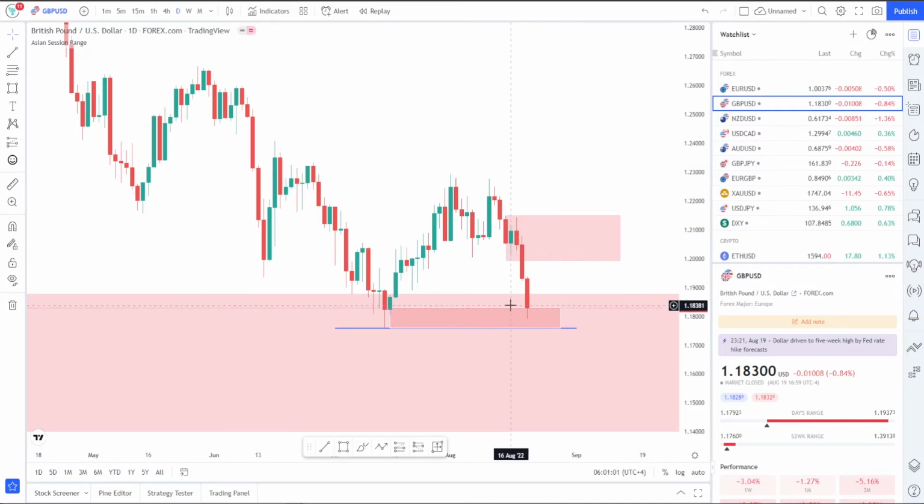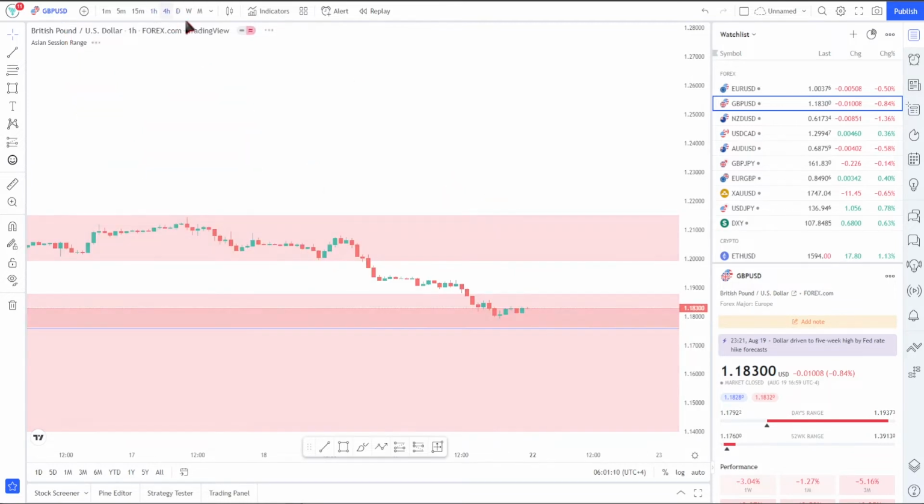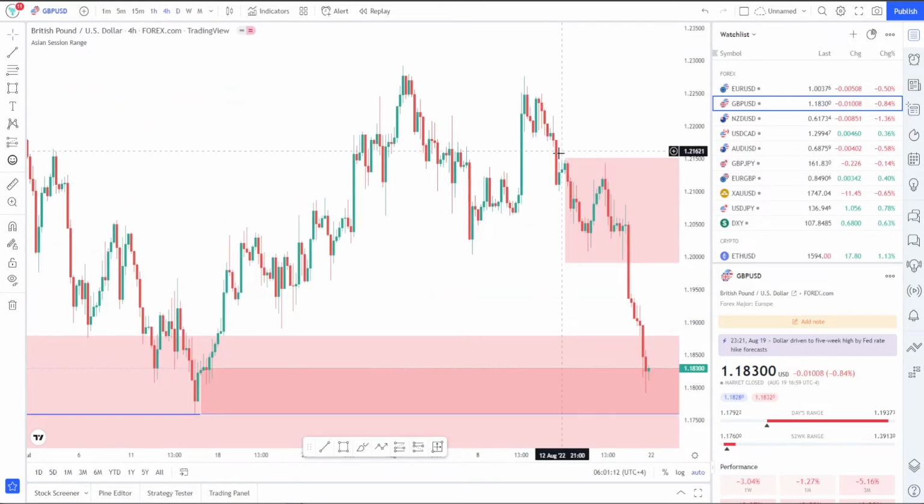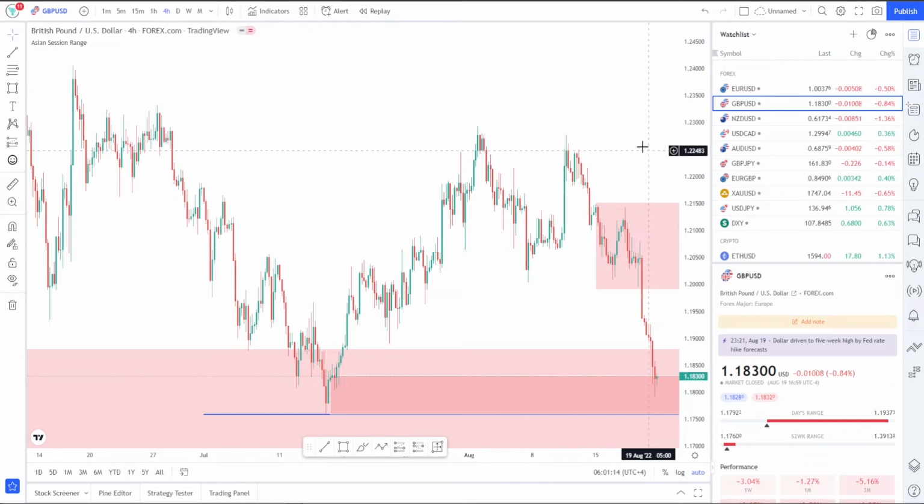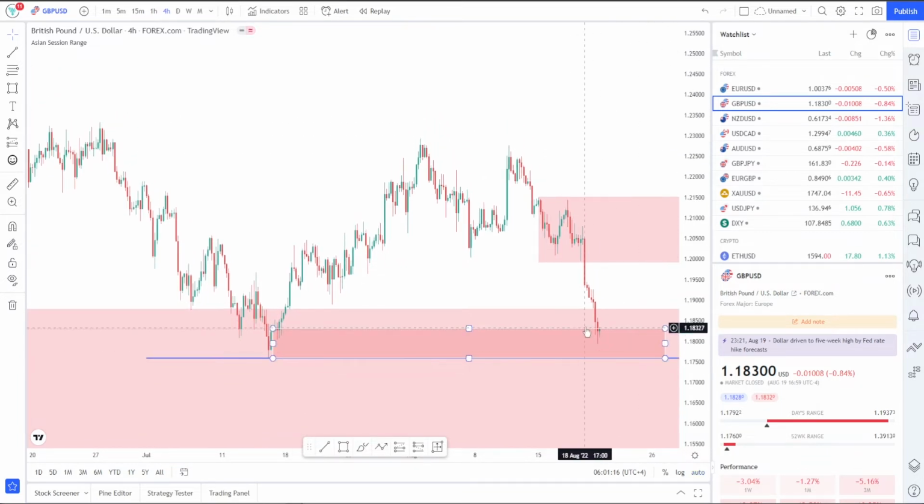This is the area which I'll be looking to buy in, and anything below this line, as soon as market crosses, I'll be looking to buy in. So I'll be waiting for the 5-minute time frame confirmations. Going on to the 4-hour time frame, we see the same thing again, buys from here, sells from here. Right, so let's move on to the NZDUSD.